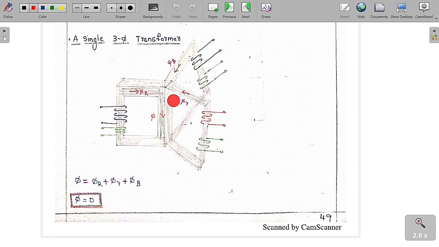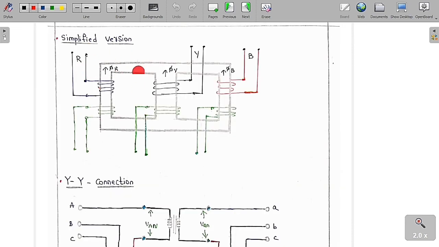So instead of this, we can remove this one. We are going to remove this core because this flux is always 0. So we need to keep only the rest, and we are going to make it very simple. This is called a very simplified version. Instead, we remove that middle core and make a simplified version. This is called a single 3 phase transformer.